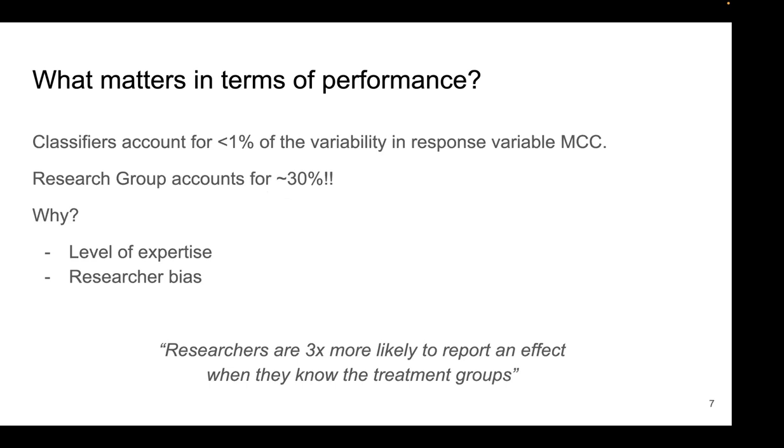So they found that classifiers accounted for less than 1% of variability when looking at MCC, and the researcher group accounted for 30%. And they hypothesized that this was probably because of the level of expertise between research groups and also researcher bias. There was a statement in the paper that said that researchers are 3 times more likely to report an effect when they know the treatment groups. And in a lot of these software engineering studies, they don't do blind testing. So the researchers are more inclined to say that their approach is working.